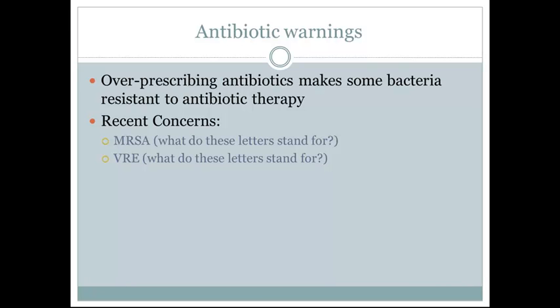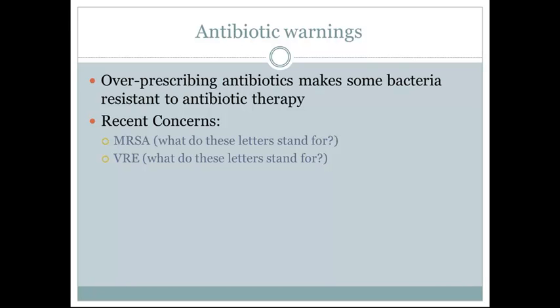Overprescribing antibiotics makes some bacteria resistant to antibiotic therapy. So if a patient was prescribed an antibiotic thinking that they had, say, strep throat, and we get the culture back and there is no strep throat, we would then call the patient and discontinue the antibiotic to kind of curb some of the antibiotic resistance that is going on in the world.